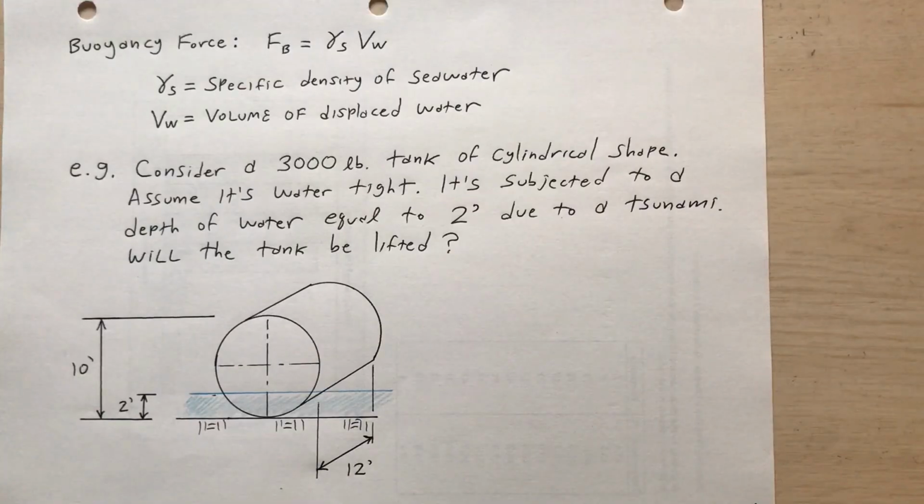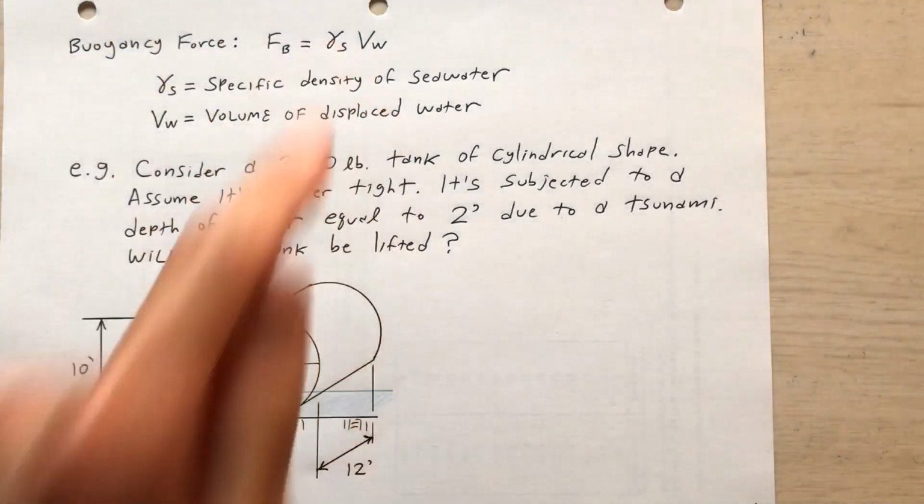So in this example, I'll consider buoyancy. So buoyancy force, F sub B, is equal to specific density of seawater. If we're assuming a tsunami, it would be seawater, most likely. Gamma sub S, that's specific density of seawater. V sub W, volume of displaced water. That's the formula you see at the top there.